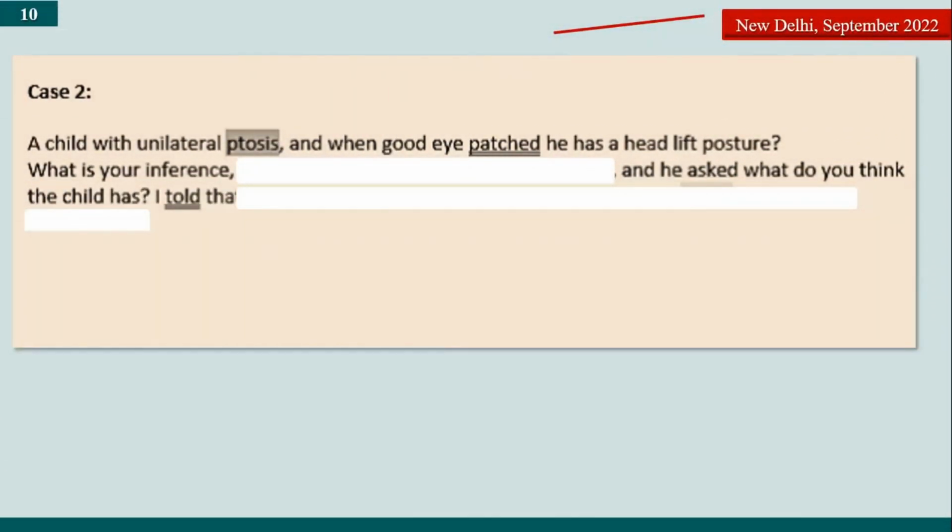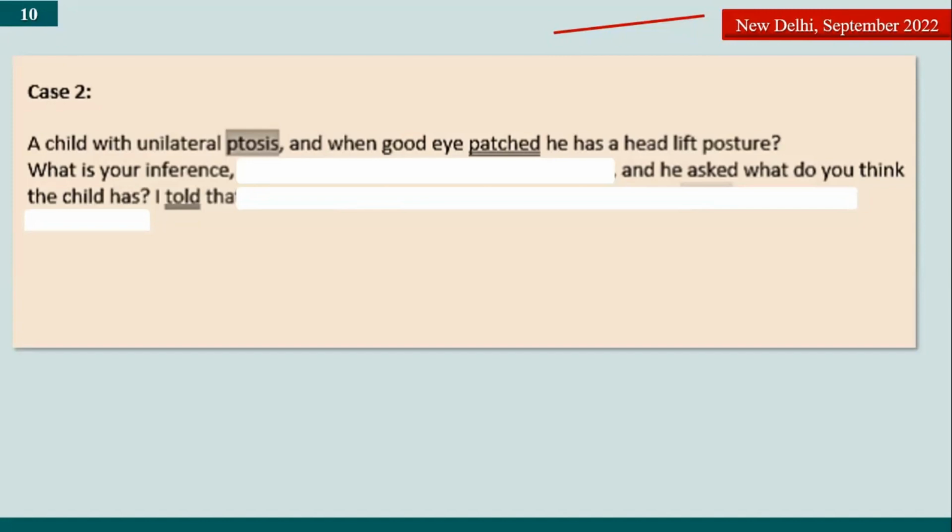Read this experience. A child with unilateral ptosis, and when the good eye is patched, he had a head lift posture. What is your inference? Can you answer this question? He had the head lift posture. That means that maybe there is ptosis for the other eye.